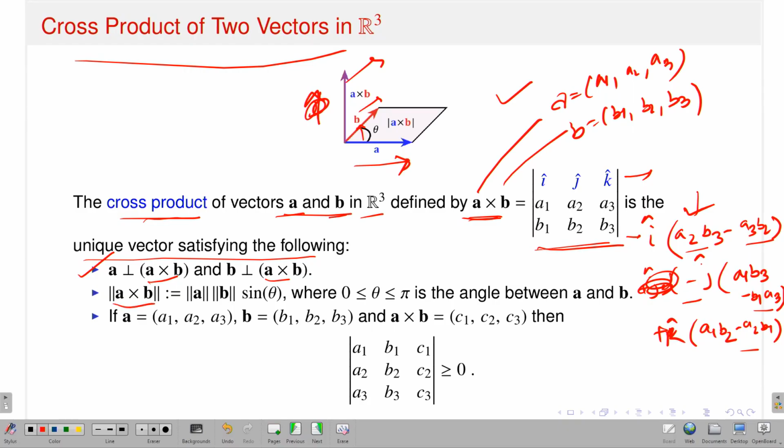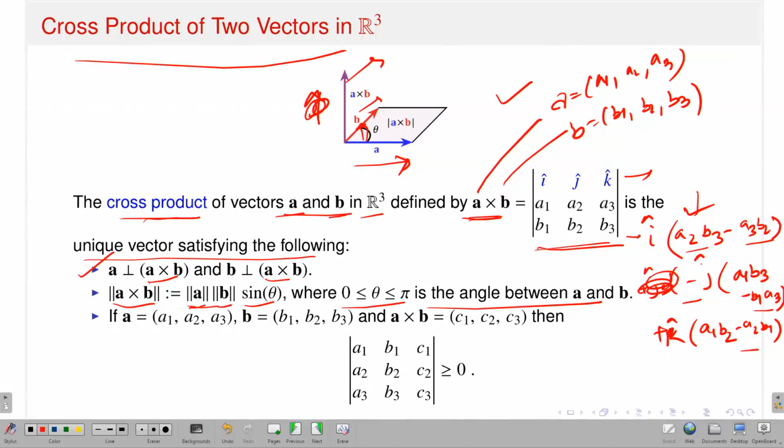The norm of A cross B, this is a vector, so I can talk about its norm, satisfies this property: norm of A times norm of B times sine of theta, where theta runs from 0 to pi and is the angle between A and B. So, if theta is the angle between A and B, I can write the norm of the cross product in terms of norm of A and norm of B, as norm of A times norm of B times sine of theta, where theta is the angle measured in the anticlockwise direction from the vector A to B.